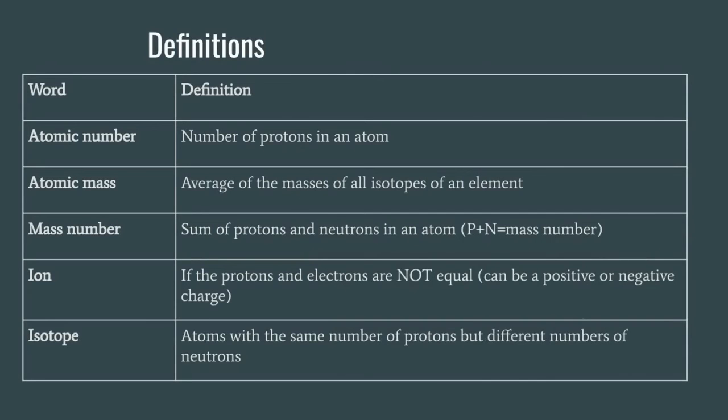So a couple definitions. Atomic number is something that you see on the periodic table, and that is the number of protons in an atom. Again, we said 5 protons. That means the atomic number of that atom is 5.